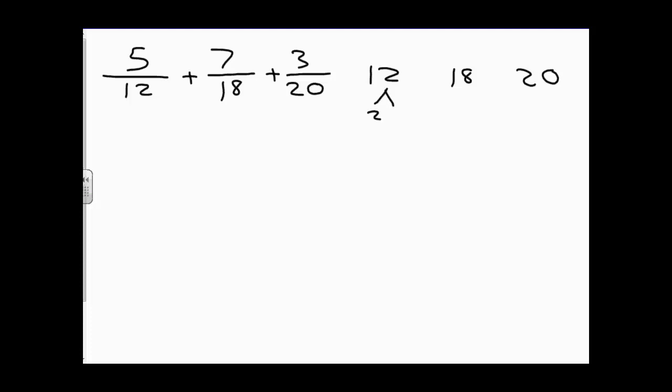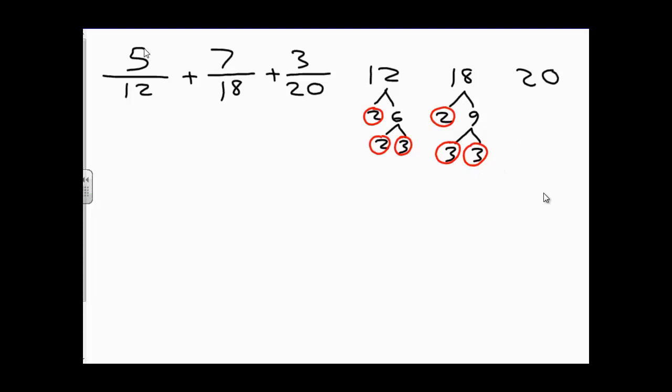So 12 factors into 2 times 6, which is 2 times 3. And the primes, of course, are the 2, 2, and 3. Then we factor 18. And of course, we're going to get 2 times 9. The 9 breaks down into 3 times 3. So the primes are going to be the 2, the 3, and the 3.